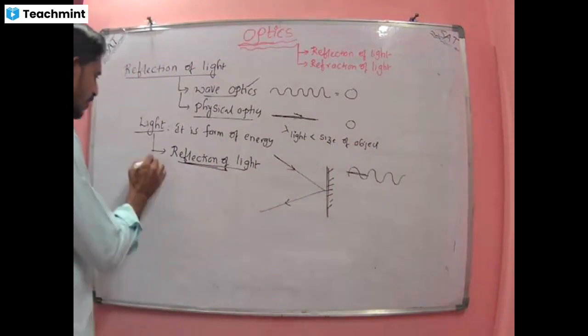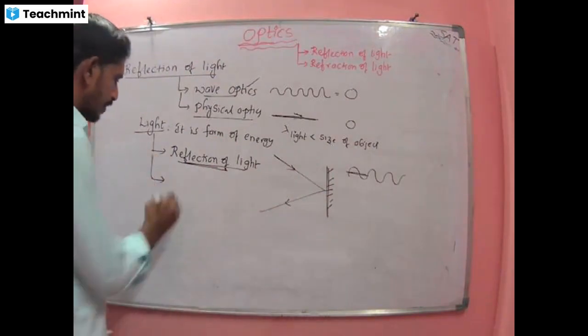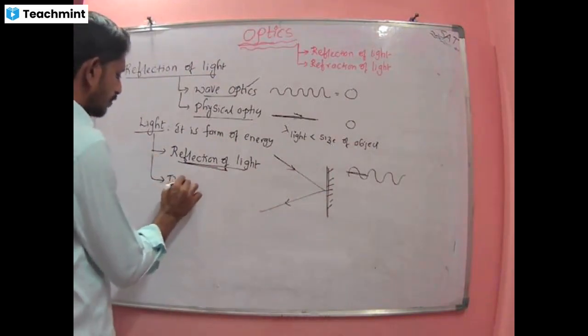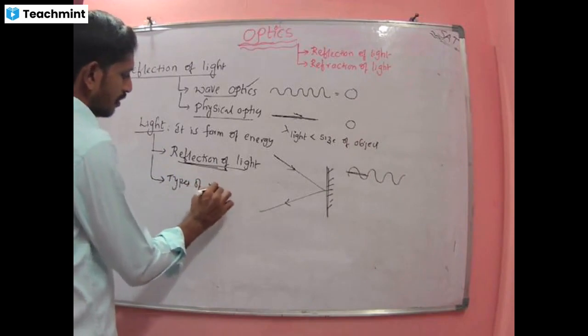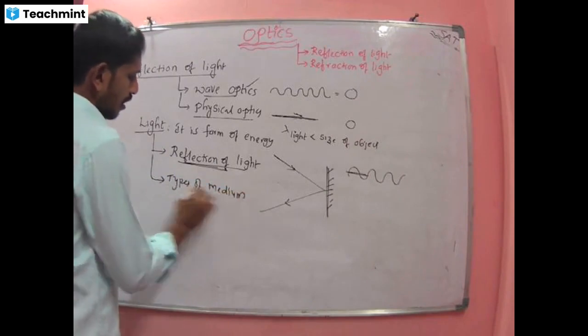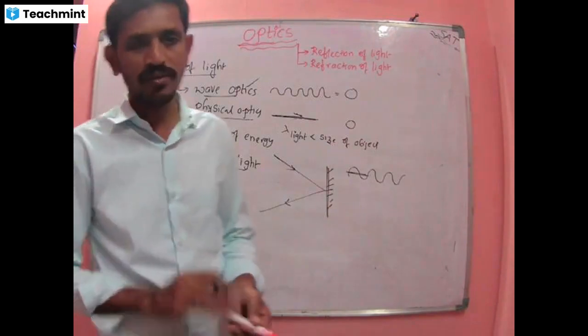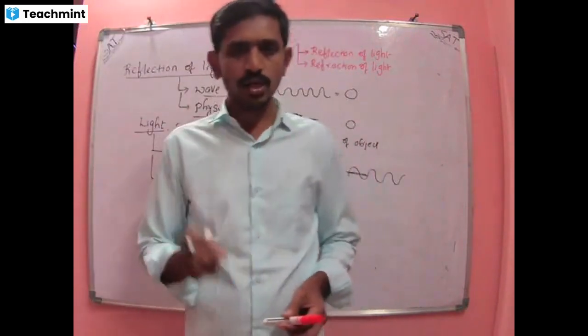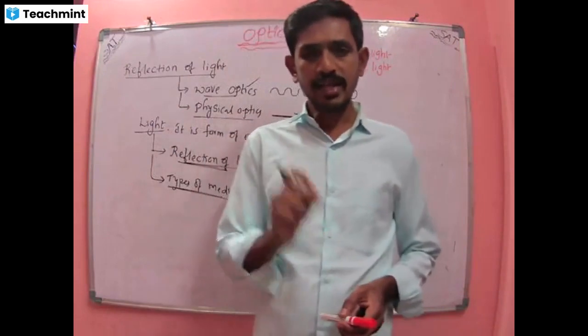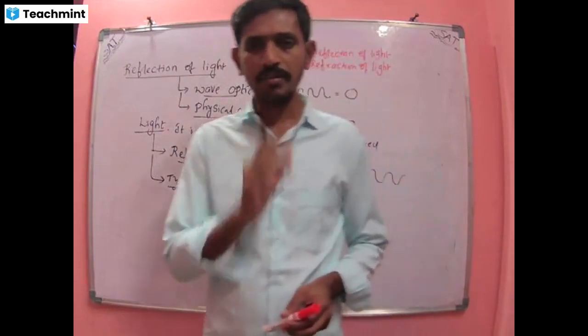Okay, next phenomenon: types of medium. What are the types of medium? What does medium mean here? It is a path through which light can travel. That is called a medium. So we have three types of mediums here.